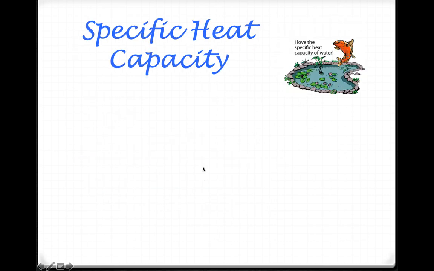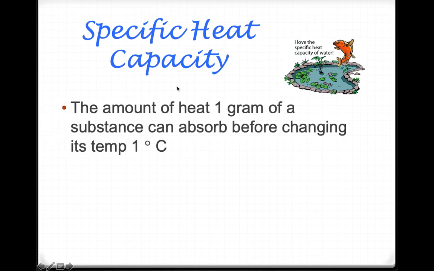Okay, now that brings me into this thing called specific heat capacity, which is a really cool way to see lots of connections in your life. Now, this little cartoon: "I love the specific heat capacity of water," says the fish. That will make more sense in just a bit. So, the definition of specific heat capacity is the amount of heat 1 gram of a substance can absorb before changing its temperature 1 degree Celsius.